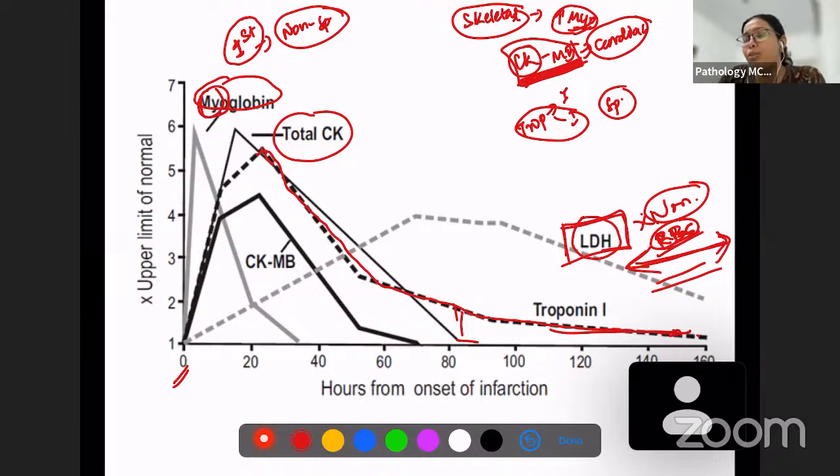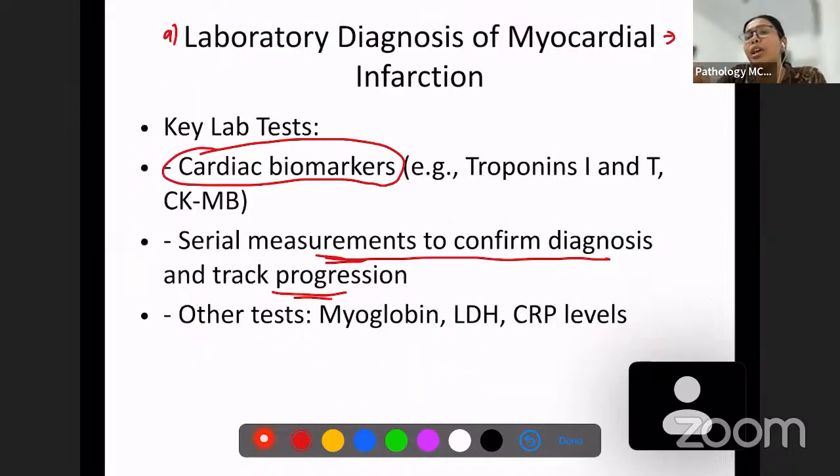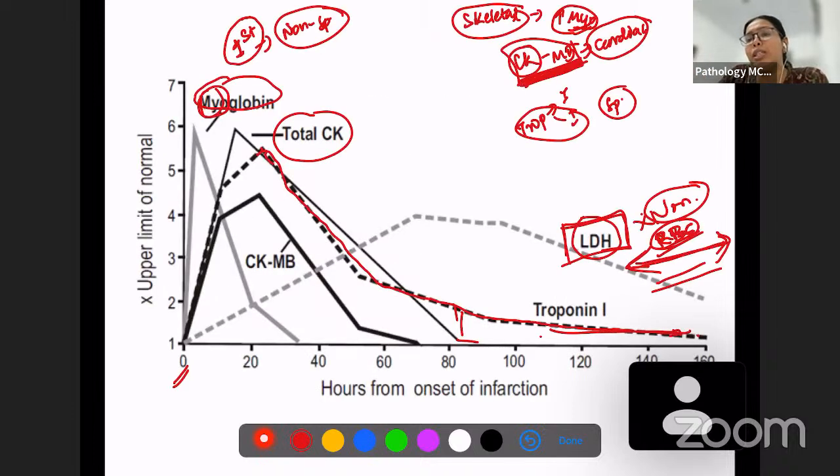So why do you need to do serial measurements of these markers? Because you can see here that the markers go up and then come down after a point. So for example, if after 40 hours the markers again go up, what does it indicate? It indicates a reinfarction, or a second myocardial infarction. That is why it is important to serially monitor these markers.